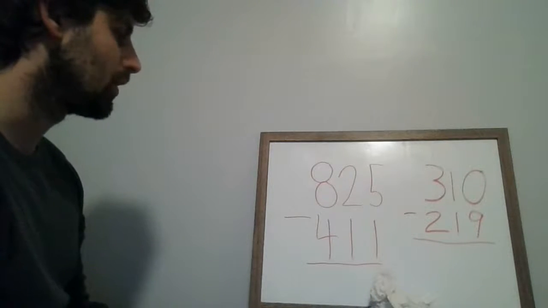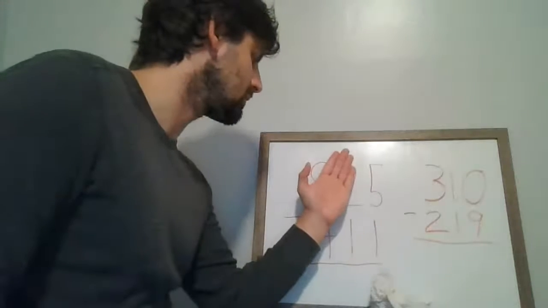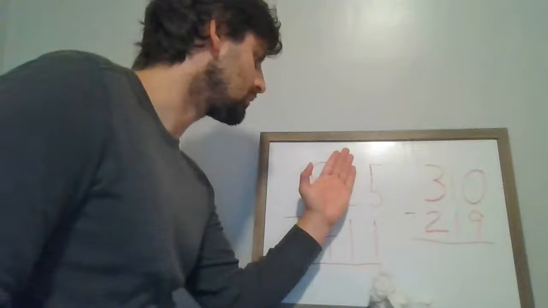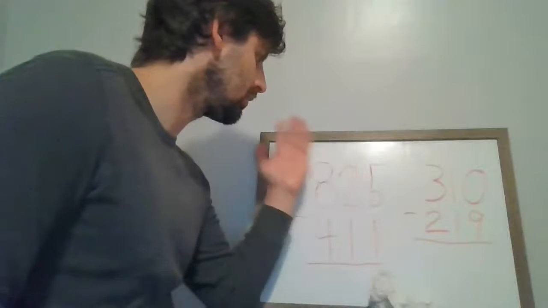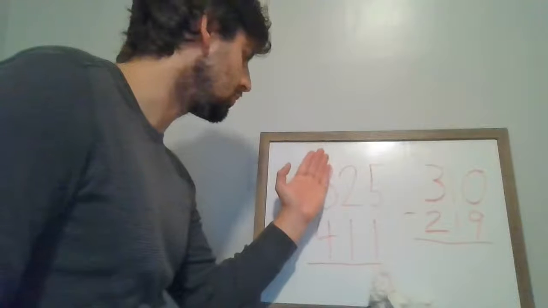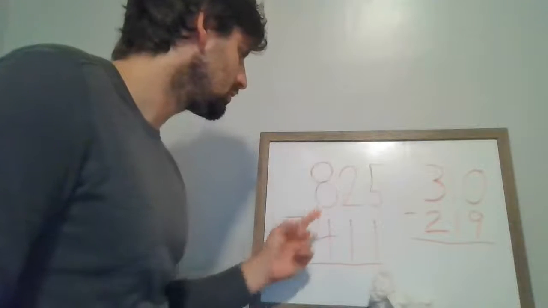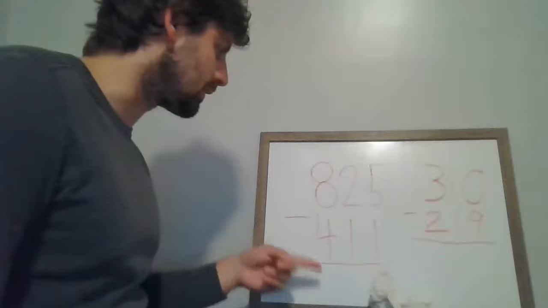825 minus 411. So we're going to look at the numbers in the ones place. In the ones place for this problem, top number is 5, the bottom number is 1. So far we're good. We don't need to regroup. Tens place, top number is 2, bottom number is 1. 2 is bigger than 1. So for this problem, we do not need to regroup at all. No regrouping is needed for this problem right here.